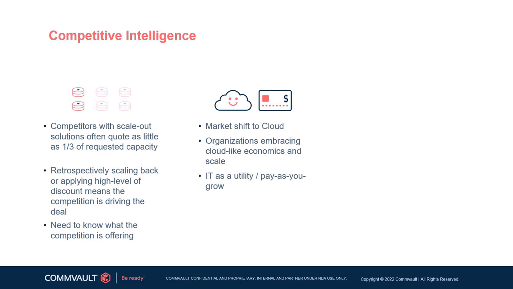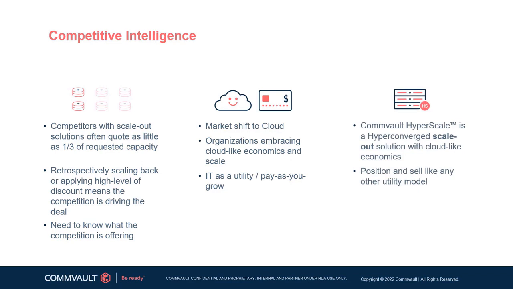Over the past couple of years, we have seen a substantial market shift towards cloud IT. Driven by cloud-like economics and cloud-like scale, most organizations have now fully embraced and adapted to buying IT as a utility, only paying for what they consume. This is the number one benefit of Commvault Hyperscale X, a hyper-converged scale-out solution that should be positioned and sold like any other utility model. Think about it. You wouldn't pay your phone or electricity bill 3 to 5 years in advance, would you?